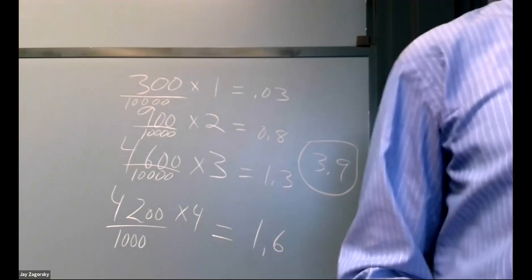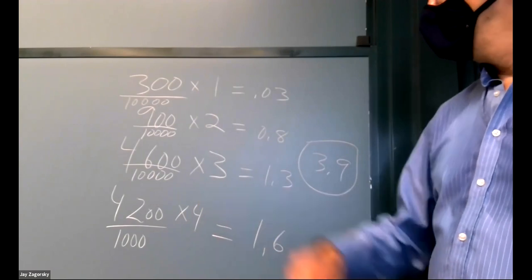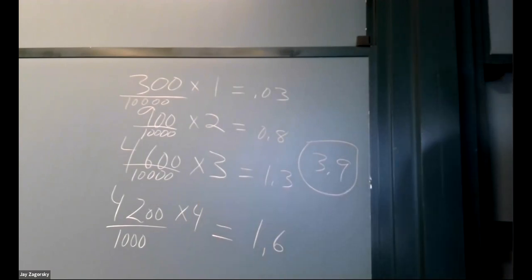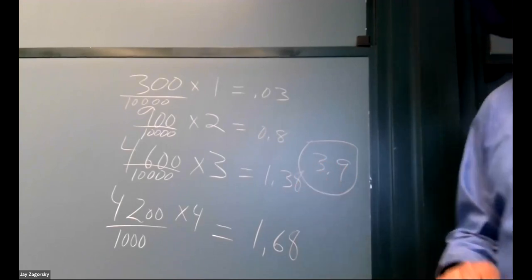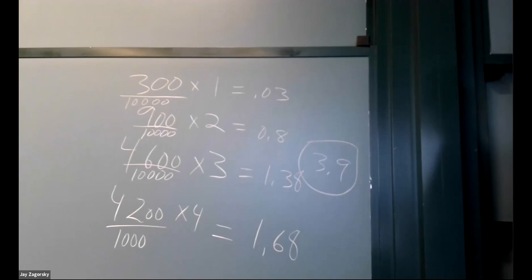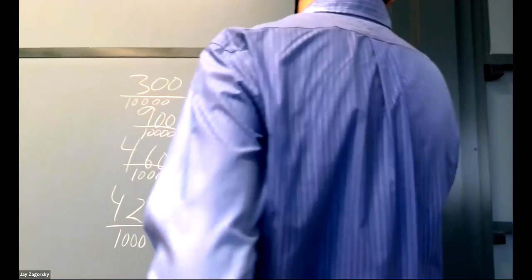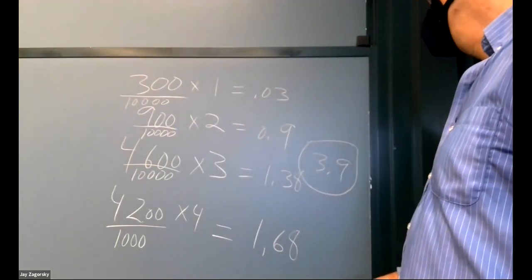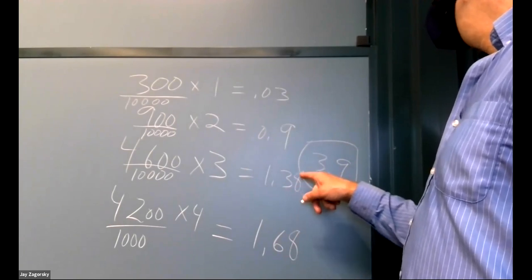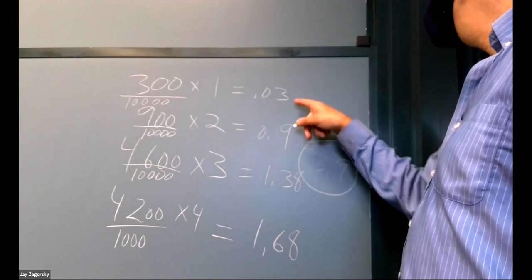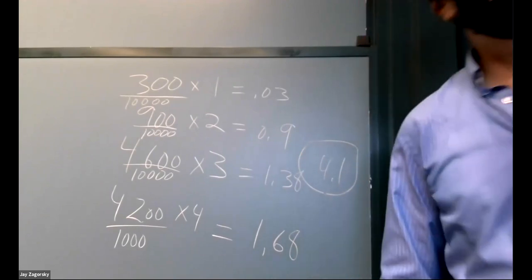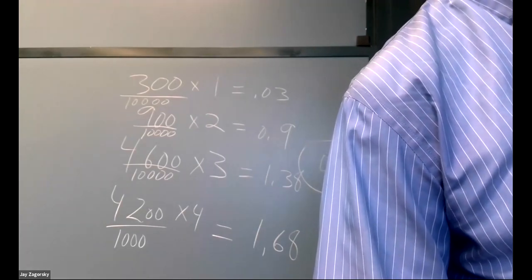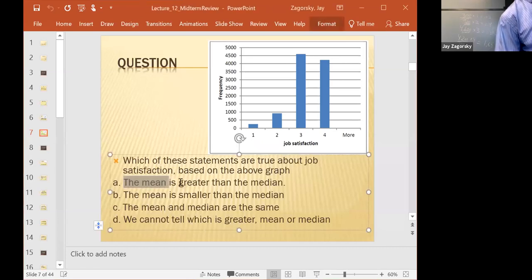Let's try it a little bit better. Anybody have a calculator? 42% times 4. 1.68. 1.68, much better. 46% times 3. 1.38. 1.38, perfect. And 9%. 0.9, this is 0.3, so what do we get? 0.7, so this is like 2.1, 3.14, so it's like 4.1. And what's the answer? By doing it that way, A, the mean is greater than the median.